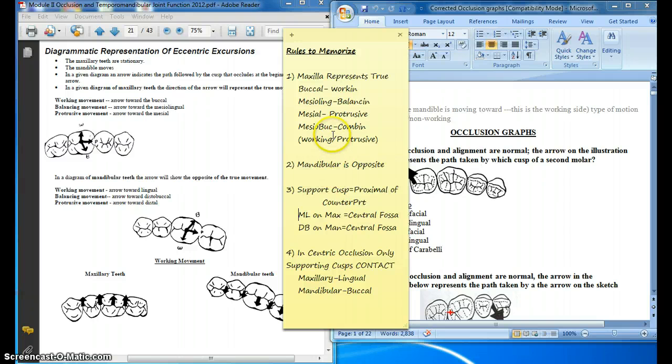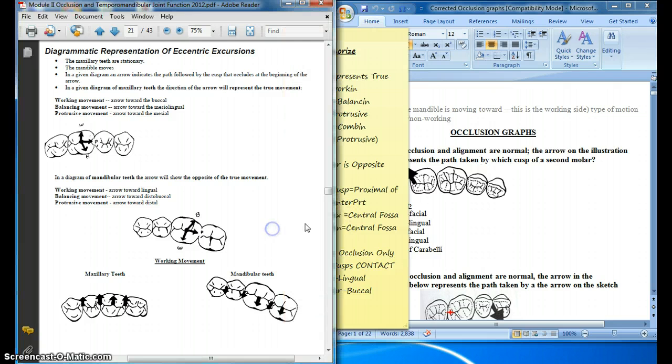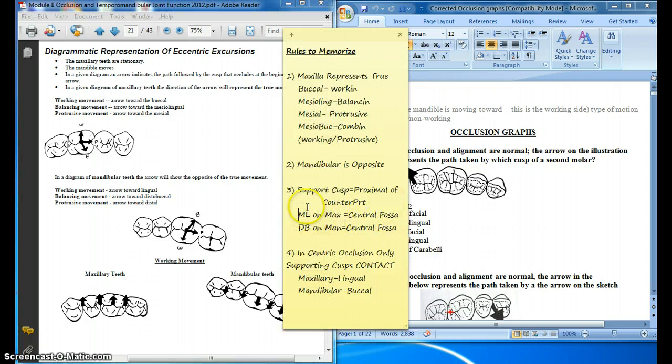The third thing that is necessary to memorize is that the supporting cusps of the maxillary teeth and the mandibular teeth go in the proximal ridges of their counterpart. I know it might not make sense right now, but once I show you an example, it will. The exceptions to that rule are the mesiolingual on the maxillary teeth, which go in the central fossa, and the distal buccal on the mandibular teeth, which also go in the central fossa. Again, we'll go over an example of that, and hopefully it'll make more sense.